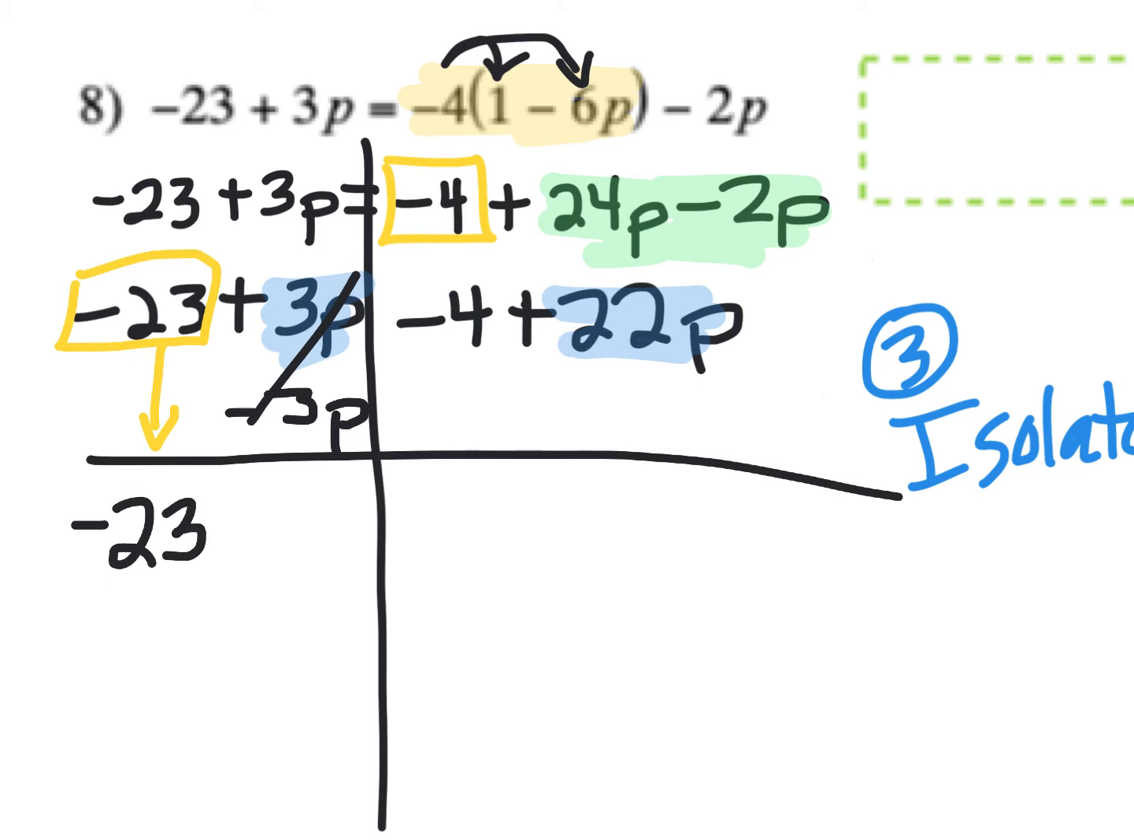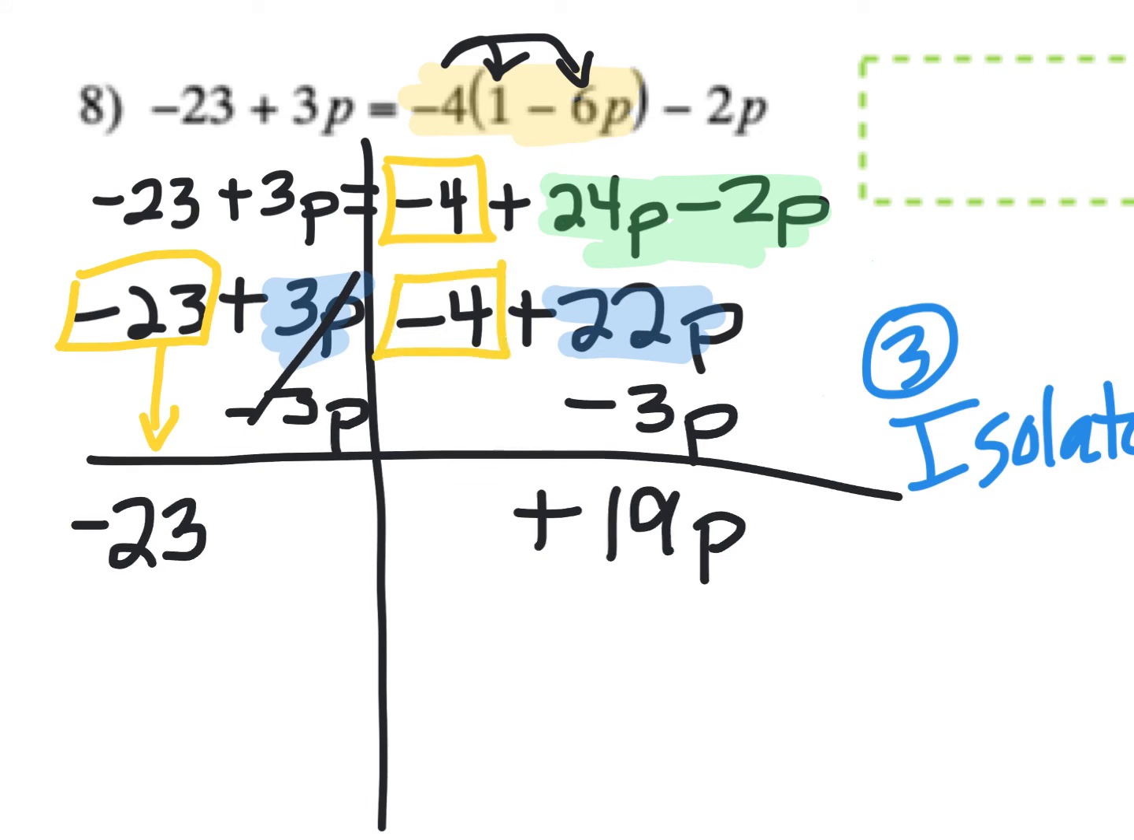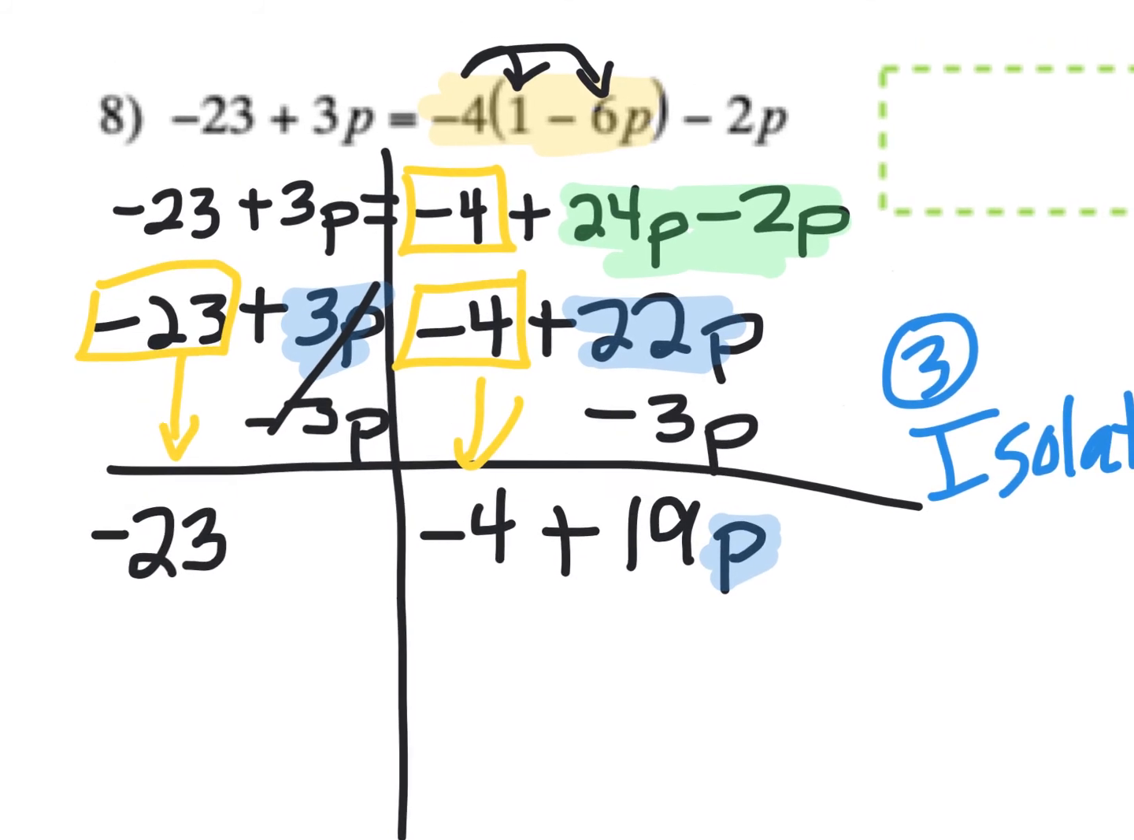I still need to bring down the negative 23. Since I subtracted 3 p's from the left-hand side, I'm going to subtract 3 p's from the right-hand side. So that gets me 19p, and it is a positive 19p. So I'm going to bring down that negative 4. So here we are so far. Now I got it down to just one p, but now I need to get that p by itself. So I need to isolate it.